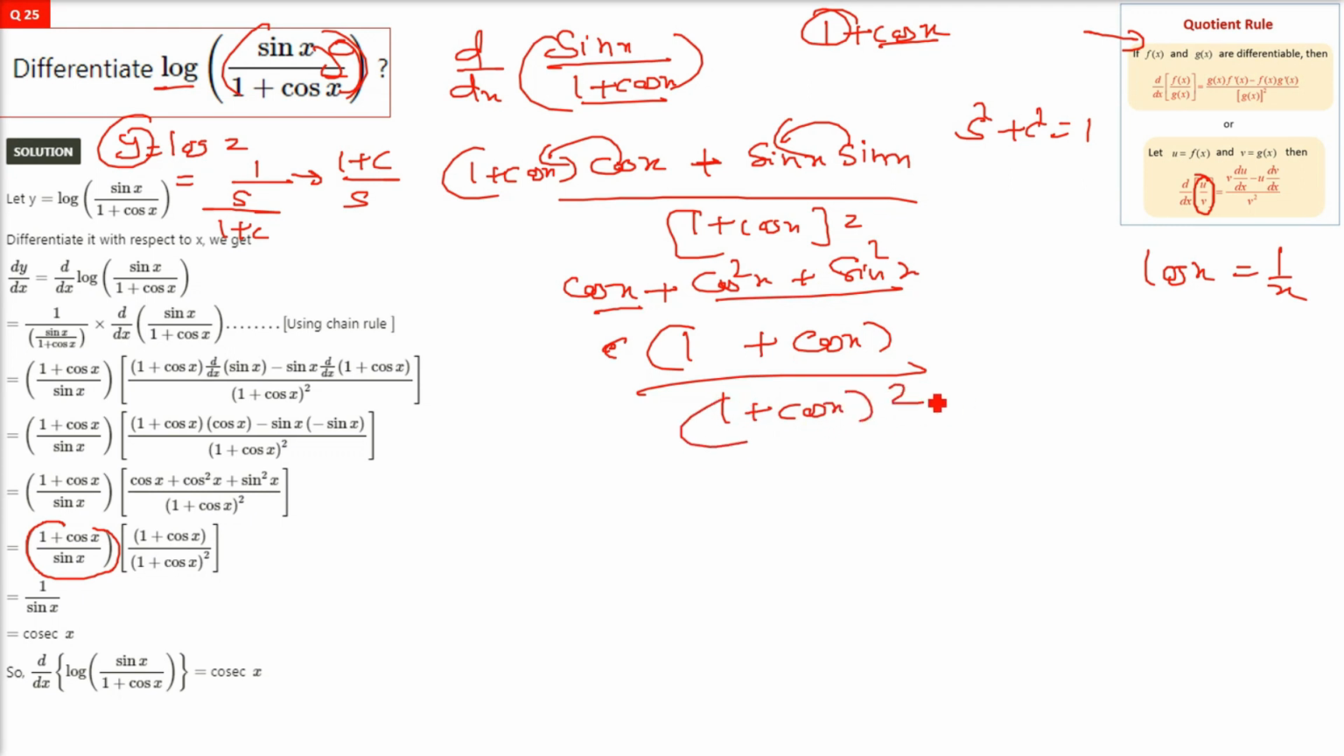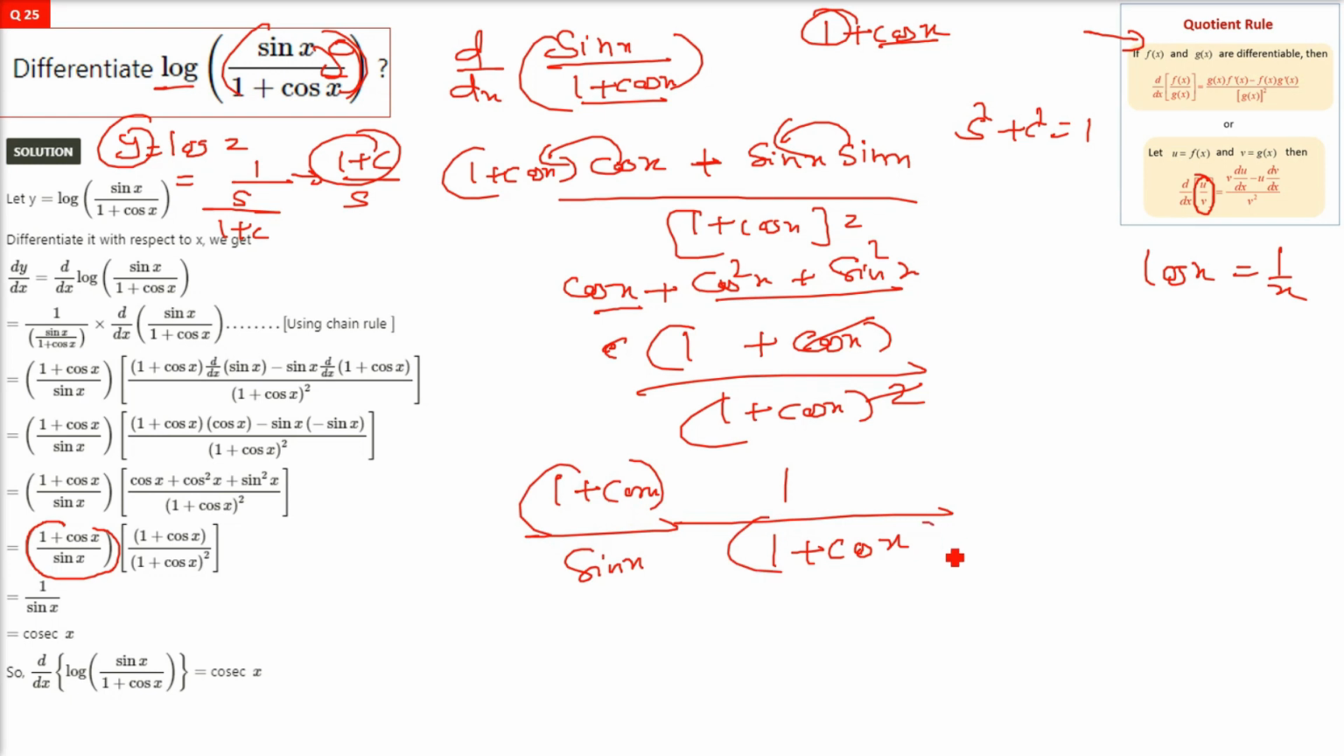So you can cancel one of it. So in the denominator you have 1 plus cos x. And this is 1 plus cos x by sin x. It was already there. So 1 plus cos x by sin x. Now you can just cancel this 1 plus cos x and 1 plus cos x. So 1 by sin x will come. And 1 by sin x is what? It is cosec x. It is going to be cosec x. So this is your final answer, cosec x. So write that you have used the chain rule and the quotient rule. And if possible, also write the quotient rule, if possible.